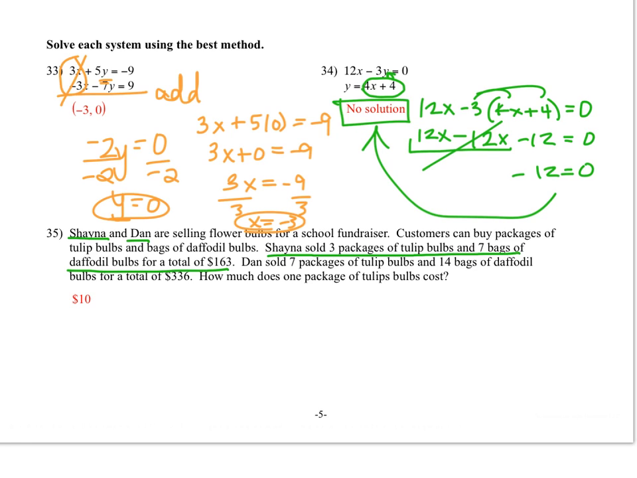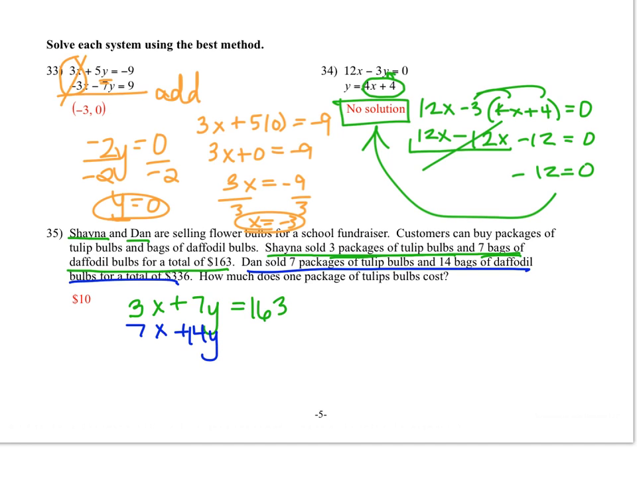All right, Shayna is selling 3 packages of tulip bulbs, 7 of daffodil bulbs, and the total is $163. These packages here are each going to be rates, and we have 2 rates we write in standard form. So that's 3x plus 7y equals 163. Okay, so that is for Shayna. And then Dan, all right, Dan is going to be 7x plus 14y equals 336.